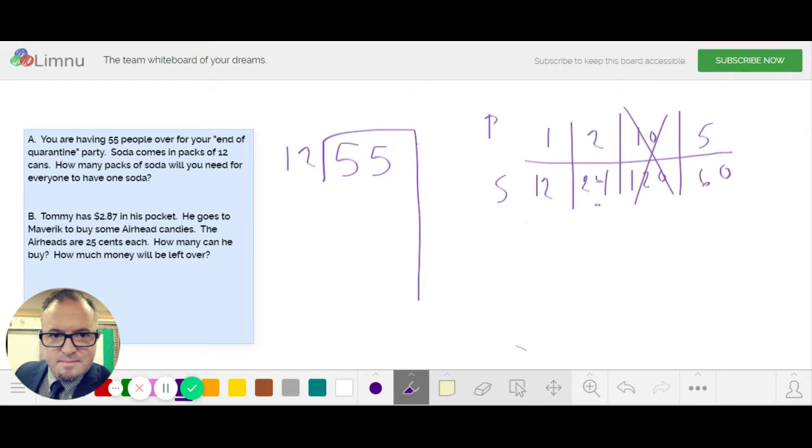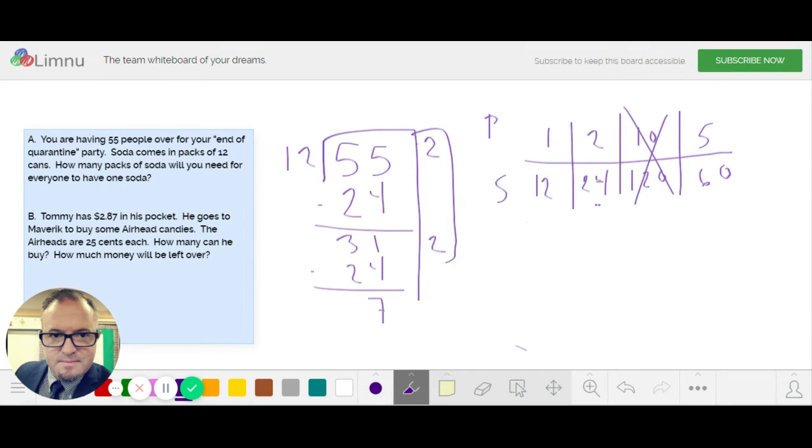And that is two groups of 12. So we'll put our two groups of 12 over here. And we will put 24 down below and subtract. And we will get 31. Okay, now as we look again, we can use two more groups. And we can subtract 24. And that would leave us with 7.